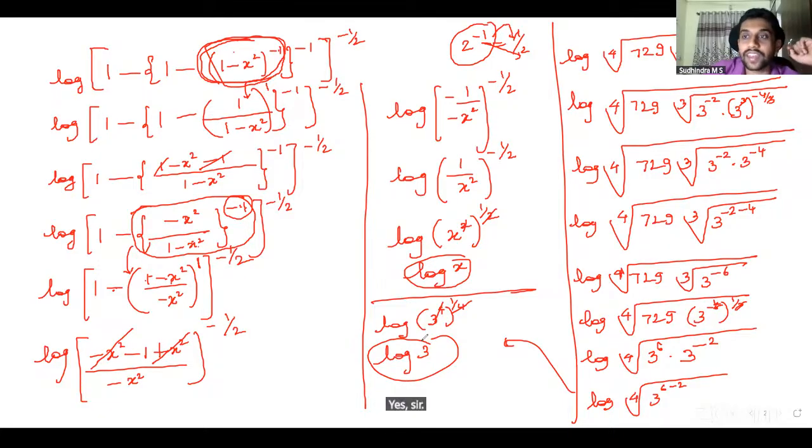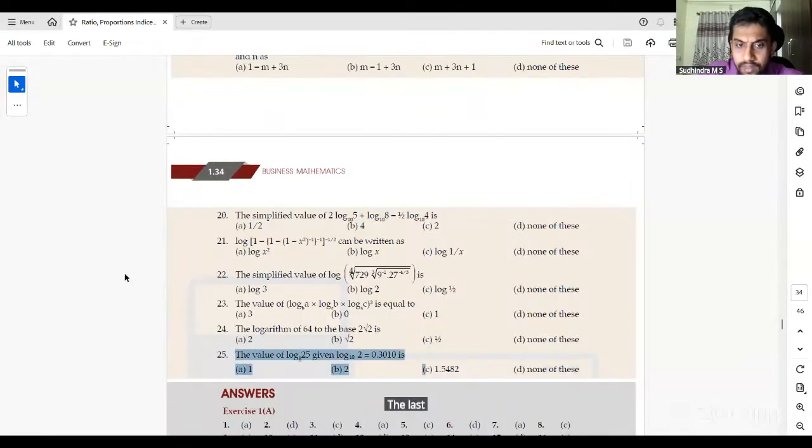Okay, fine. So come back to the material. We have question number 25, the last one. They've asked us log 25 to the base 8. Yes. Correct answers: Sahana, Tanushri, and Ganavi.